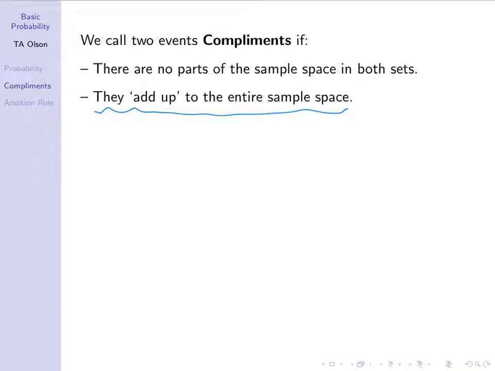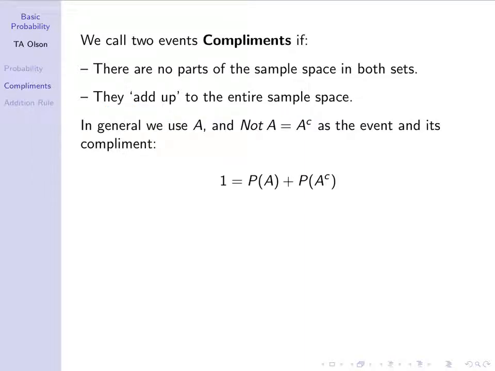I either draw a red card or I don't draw a red card. Those things add up to the entire sample space. So we need there to be no overlap. There can't be any pieces that are in common to both bits. And they need to add up to the entire space. The notation we like to use for this is if A is our event, then not A, the complementary piece, is A with a little superscript of C. Sometimes you will see it as A with a bar over it, but if you see that in a different class, they will mention it there.